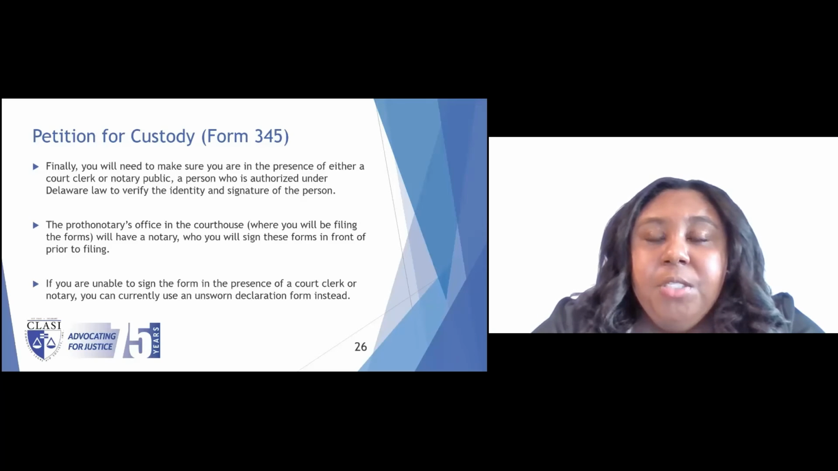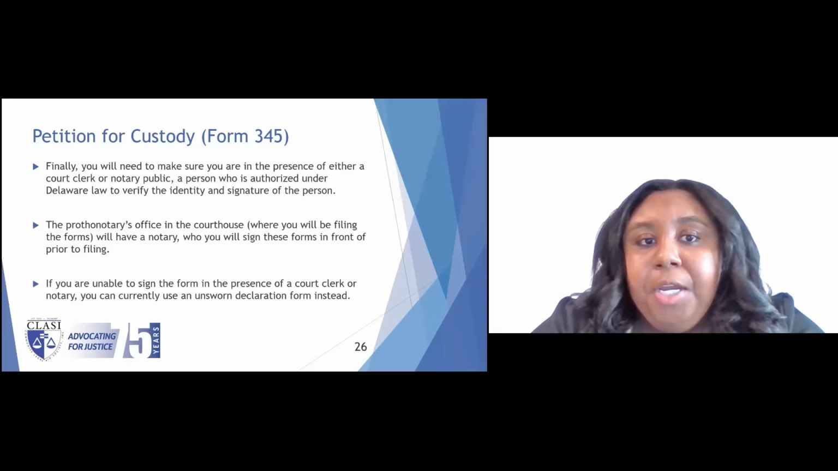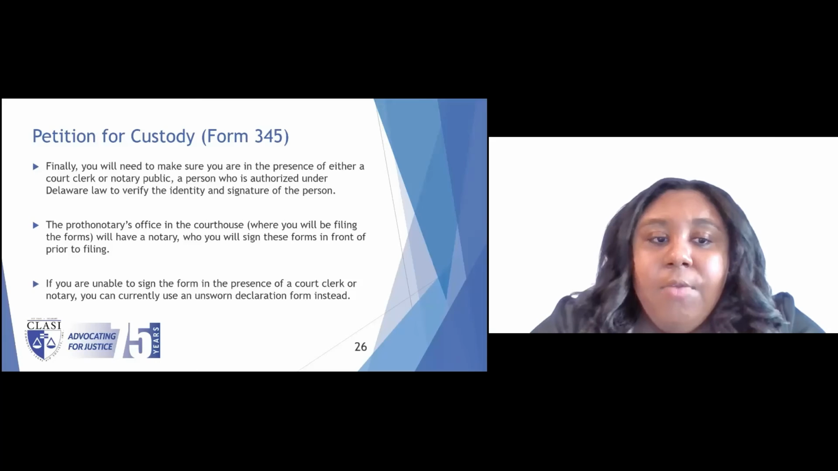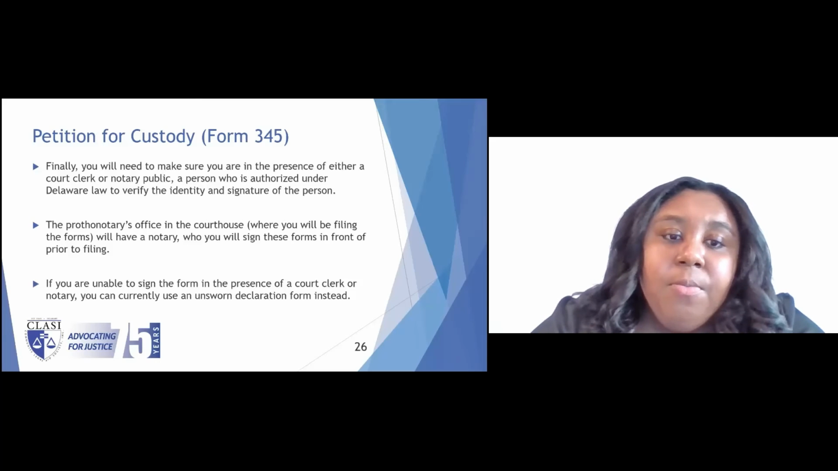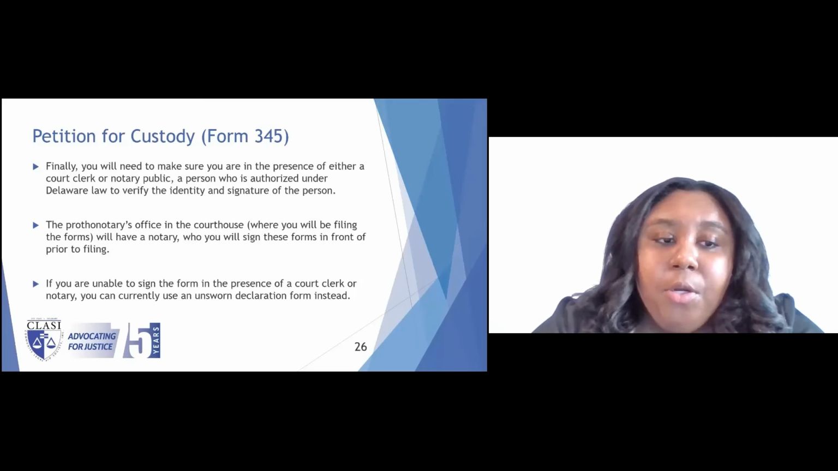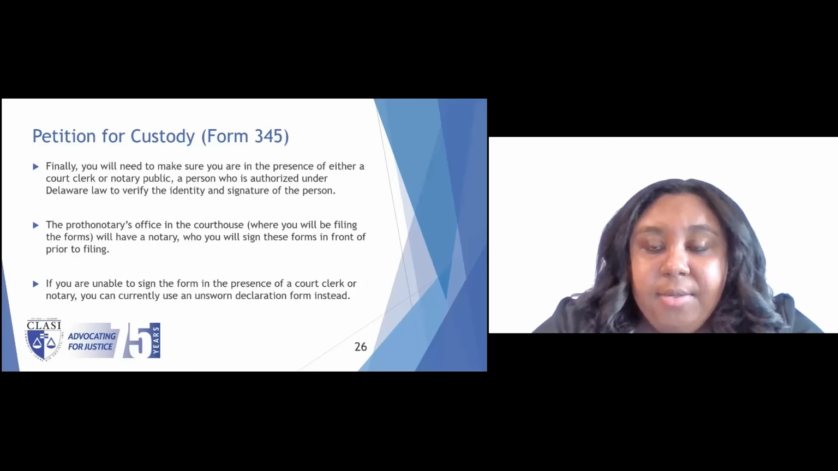Finally, you will need to make sure you are in the presence of either a court clerk or notary to sign this document. The Prothonotary's office in the courthouse, where you will be filing these forms, will have a notary who you can sign the forms in front of. If you are unable to sign the forms in the presence of a court clerk or a notary, you can presently use an unsworn declaration form instead.